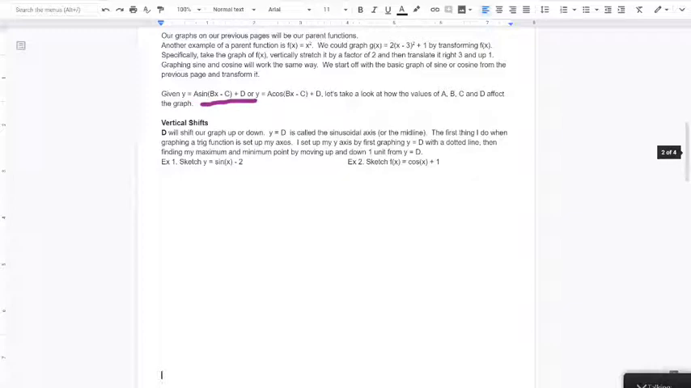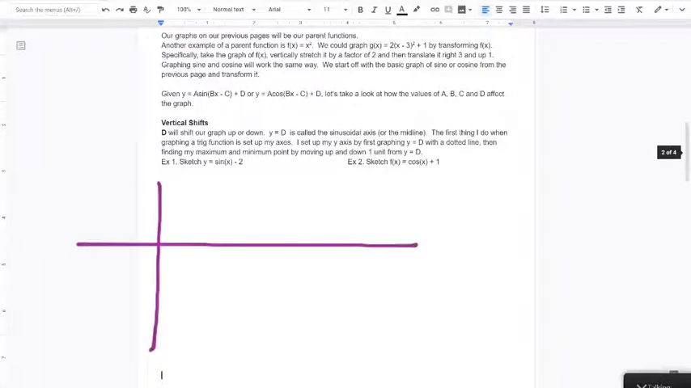So let's start off with D. That's kind of the easiest place to start. That's going to shift our graph up or down. So y equals D we're going to call the sinusoidal axis, or I've also heard it called the midline. And the first thing I do when graphing any trig function is set up my axes. And then once I set up the axes, I can plot my points from there.